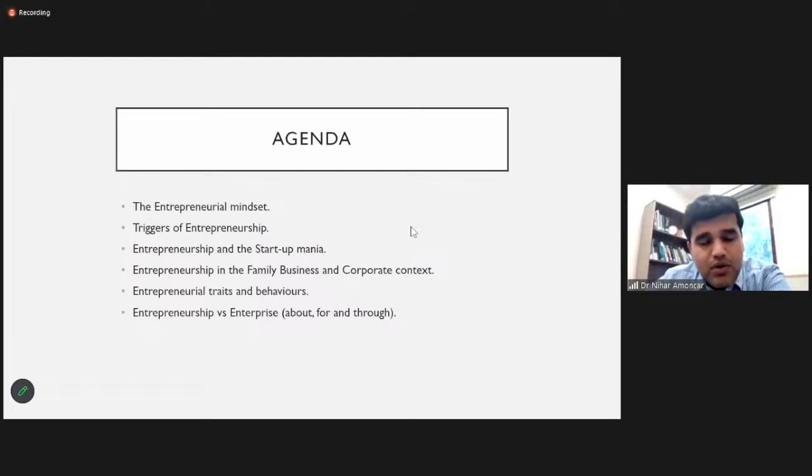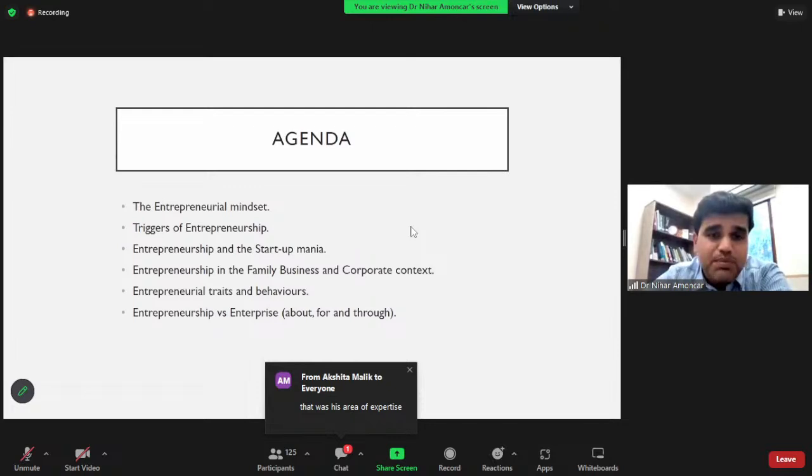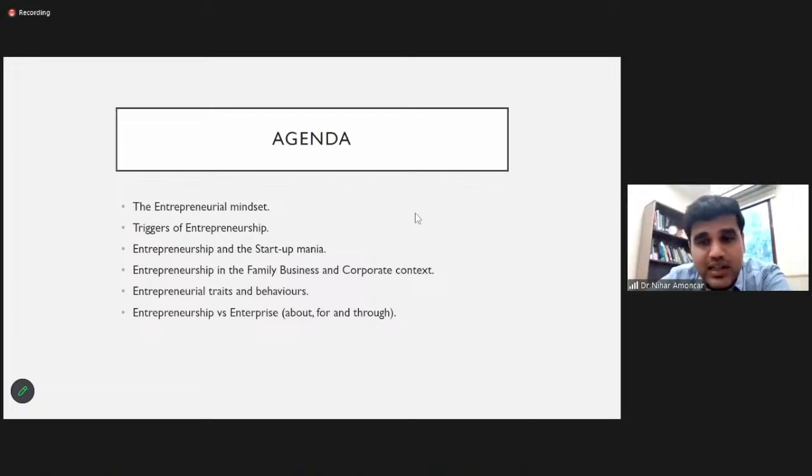We're going to briefly talk about what it means to have an entrepreneurial mindset. Then we are going to progress to understanding what the triggers for entrepreneurship are. So what causes people to take entrepreneurship as an option in their careers? Then we'll talk about entrepreneurship from the explosive startup mania that we are seeing in India. But we'll go much beyond that, and we'll see entrepreneurship that has always taken shape in India for centuries through family businesses, right? And also more recently in the corporate context.